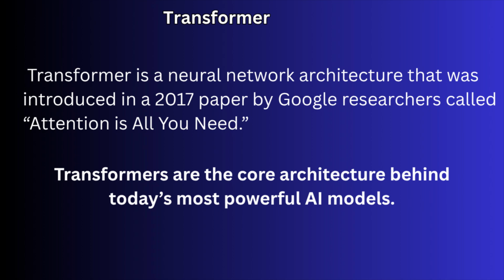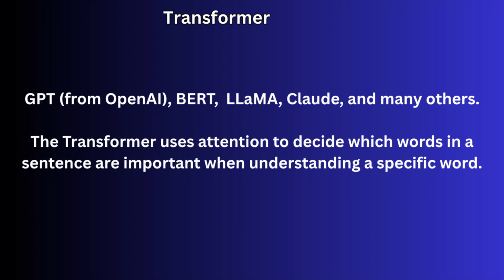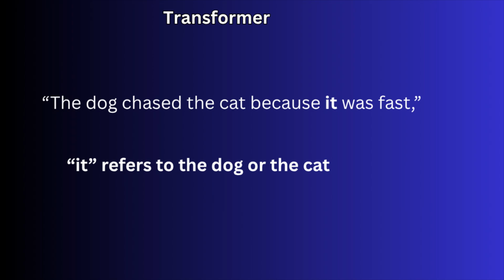Transformer. Transformer is a neural network architecture that was introduced in a 2017 paper by Google researchers called Attention is All You Need. It is now the backbone of most modern language models, including GPT, BERT, Llama, Claude, and many others. The transformer uses attention to decide which words in a sentence are important when understanding a specific word. For example, in this sentence, the dog chased the cat because it was fast. The model can use attention to understand whether it refers to the dog or the cat based on the context.